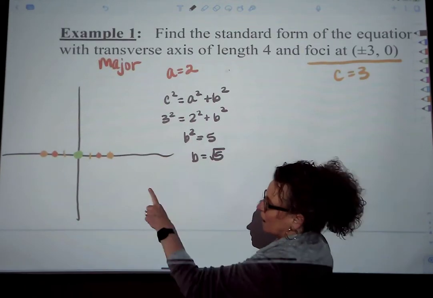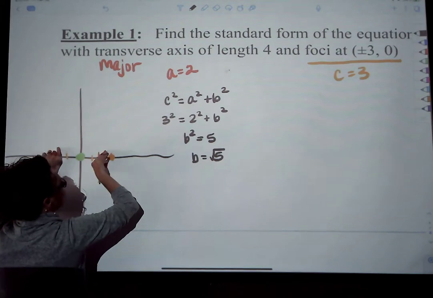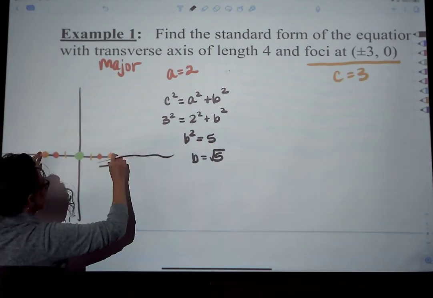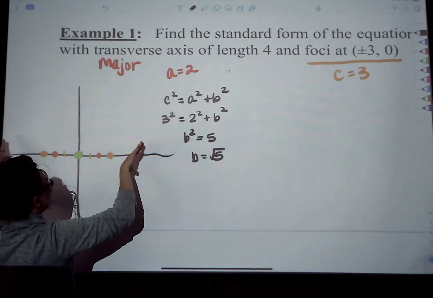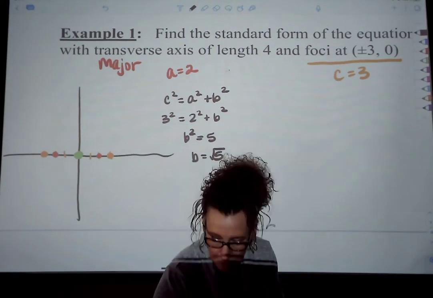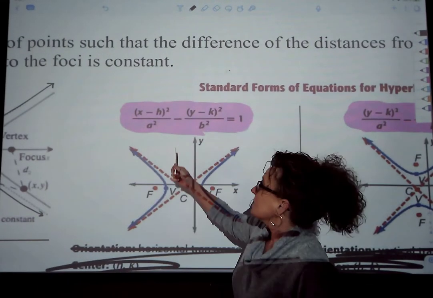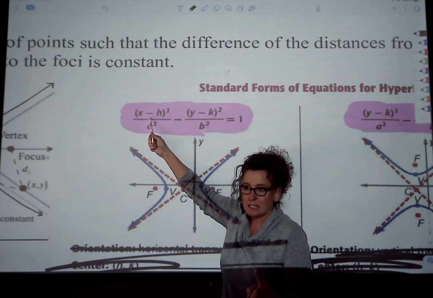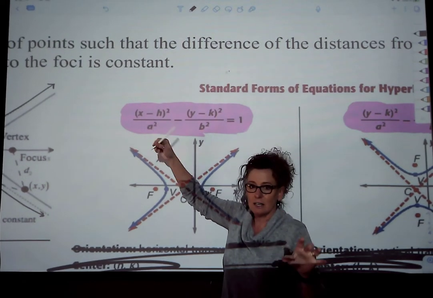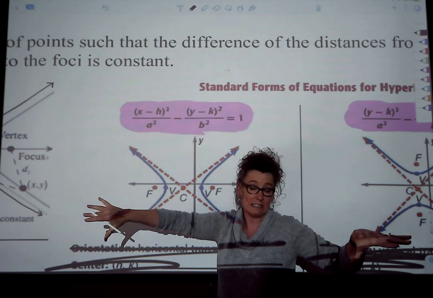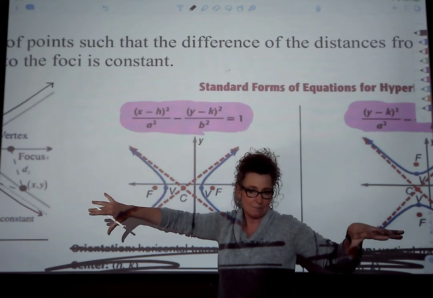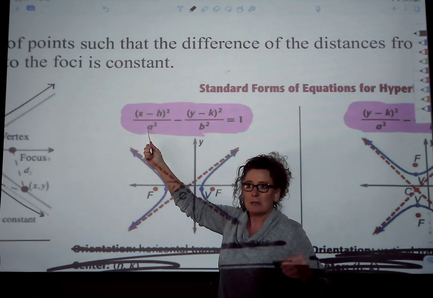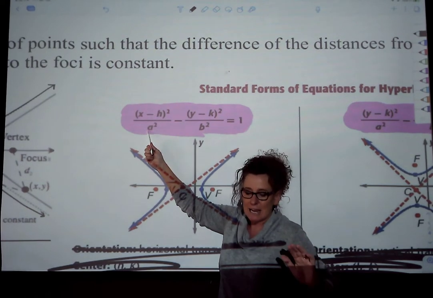And since our hyperbola opens this way, remember I know that basically because of the location of the foci, I'm going to use this one where the x is in the front because it opens this way and that's what needs to be positive. All right? So that means that the number down here has to be associated with the major axis.